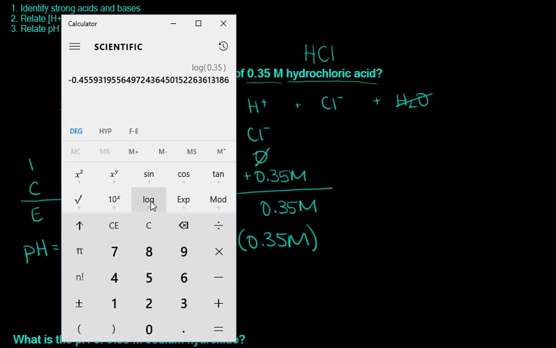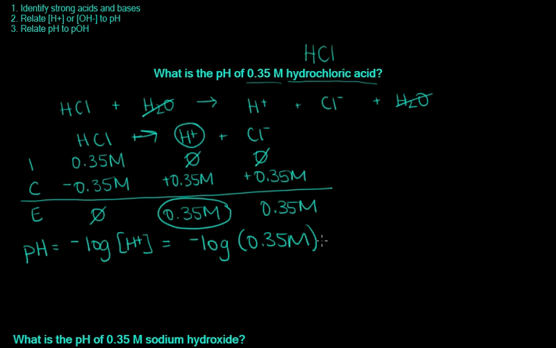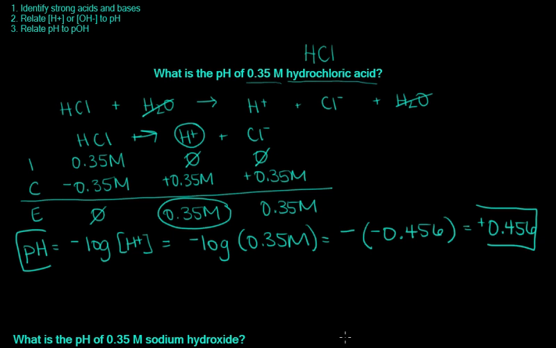So it's negative 0.456 because we add one extra significant digit for logs. So we're going to take the opposite of this log, negative 0.456, and when you distribute this, we end up with positive 0.456. And that is the final answer. pH does not have units, FYI. So this is the answer.